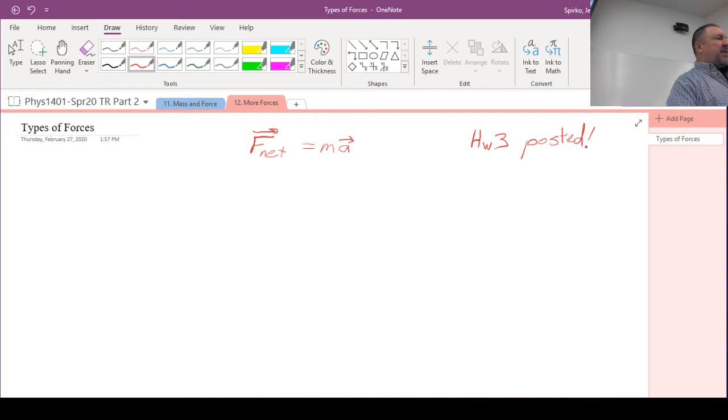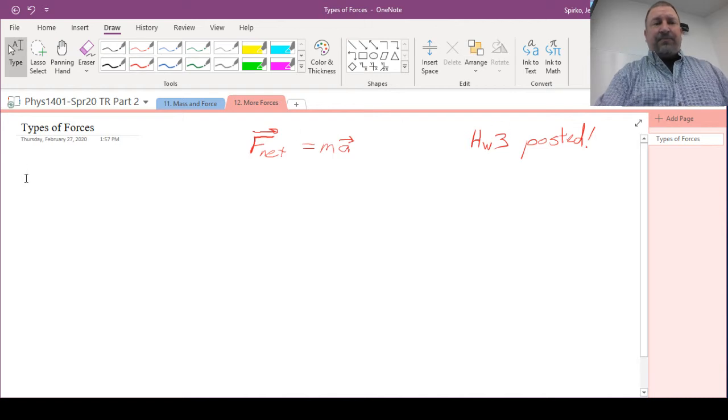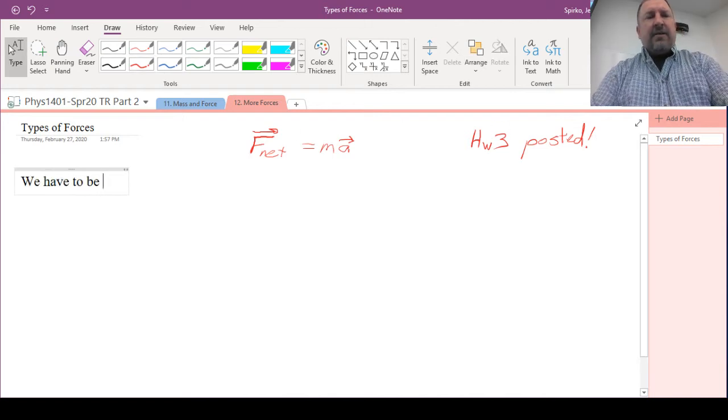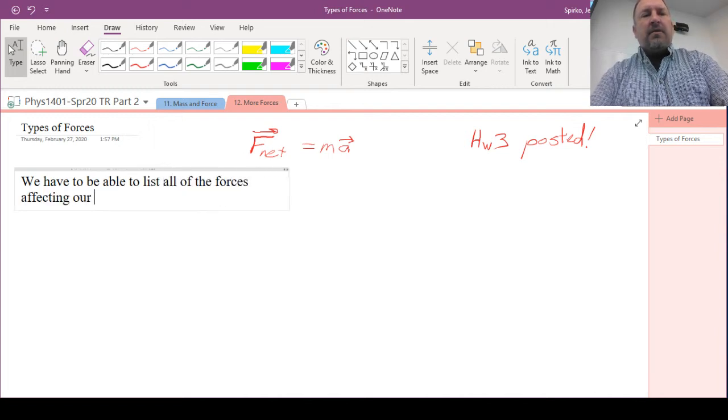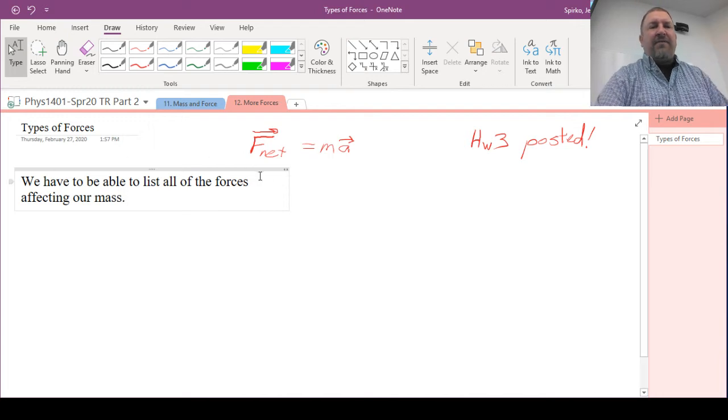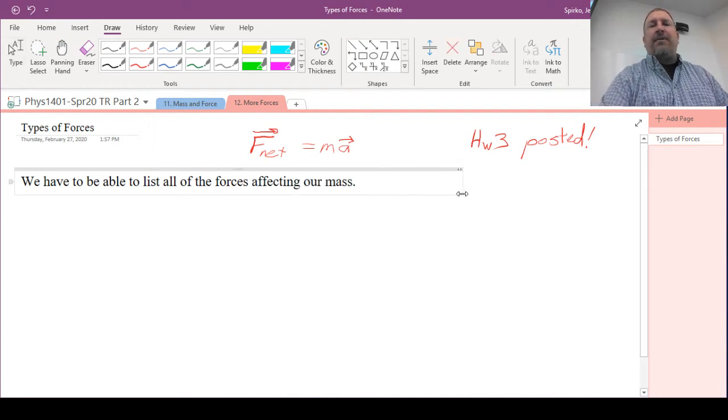Yeah, I know. So, on Tuesday, we had started talking about forces and mass and Newton's second law, F net equals ma. And I showed you, I think, one example of F net equals ma, maybe a second example. But one of our biggest issues with this formula is that we have to figure out all of the forces that are affecting our mass.